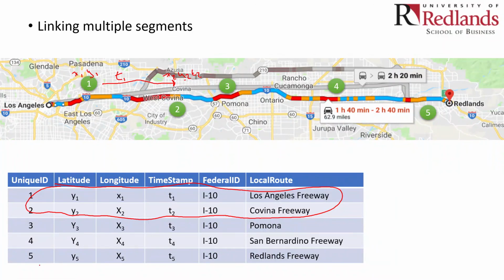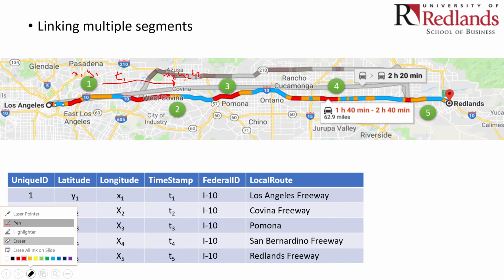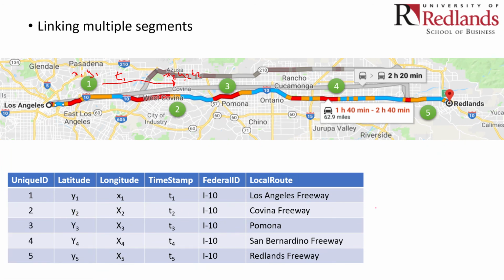And if we continue to add those segments up throughout the entire journey, we end up calculating that it's going to be 62.9 miles from Los Angeles to Redlands, and it will take somewhere between 1 hour and 40 minutes and 2 hours and 40 minutes if I take this direction. Location analytics even provides some variability in the change of traffic speeds.